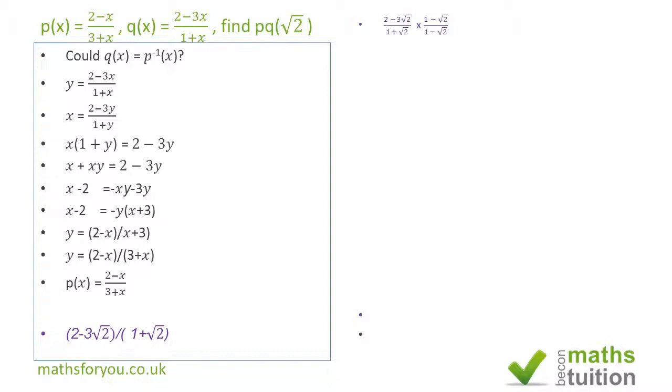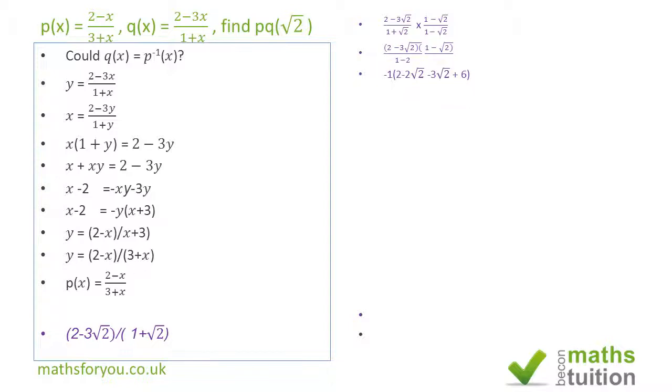We then have to multiply. To rationalize, we have to make use of our knowledge of difference of two squares. And so if we multiply the denominator by 1 minus root 2, we must also multiply the numerator by 1 minus root 2. And so the denominator then becomes 1 squared minus root 2 squared. And root 2 squared is 2. So 1 minus 2 is minus 1. So that's what we've got here.